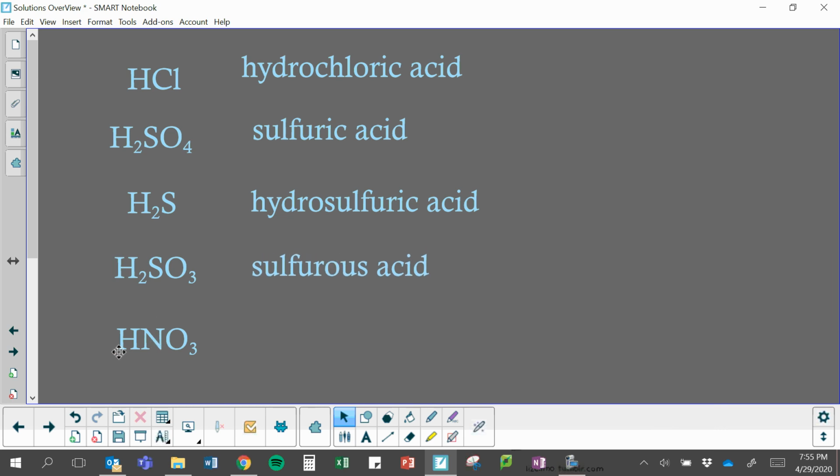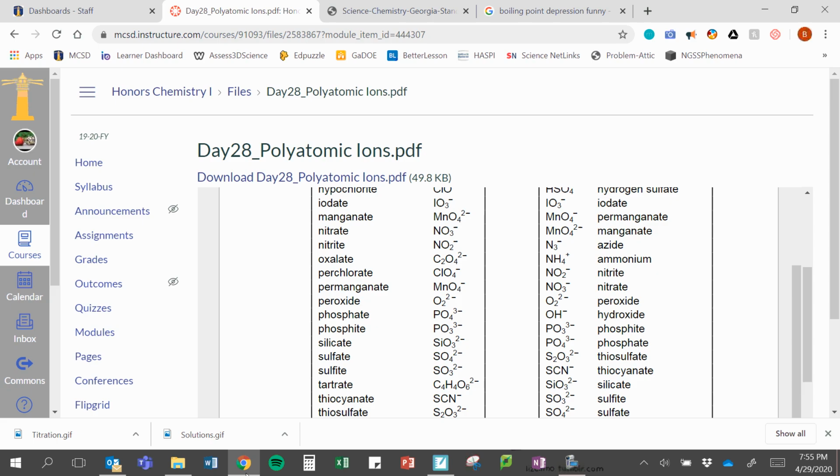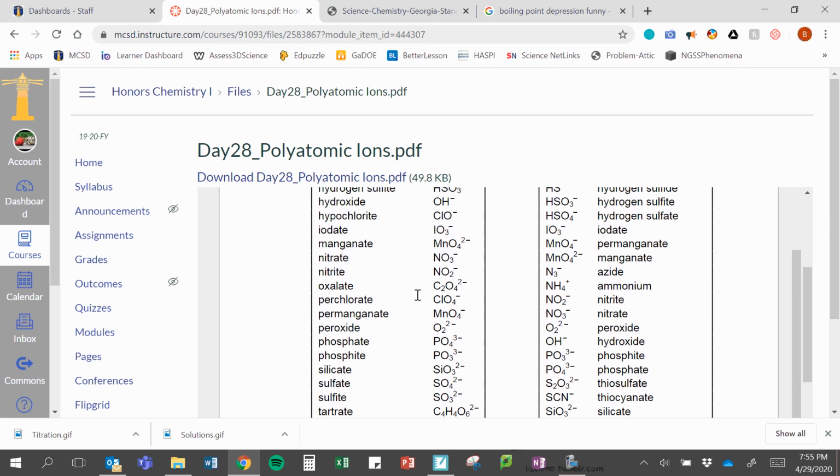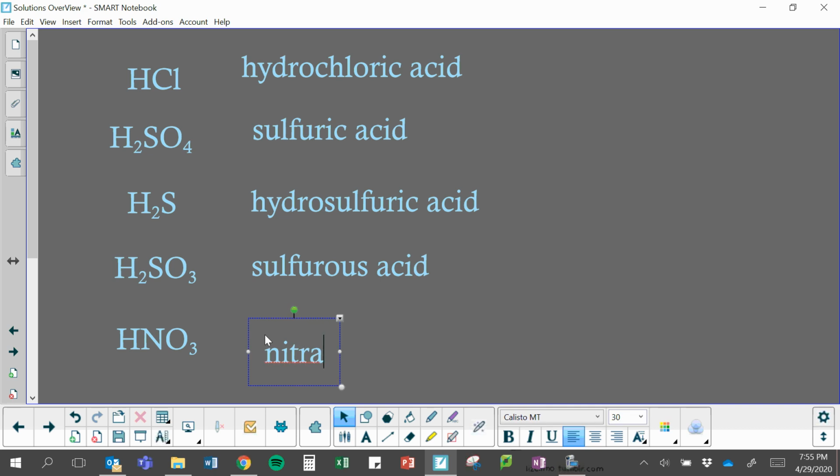And then one more we're going to do together is HNO3. We look on our polyatomic ions. NO3 is nitrate. So that "-ate" is going to become "-ic". So this one is nitric acid. So just a couple extra rules that you have to remember when you're naming acids.